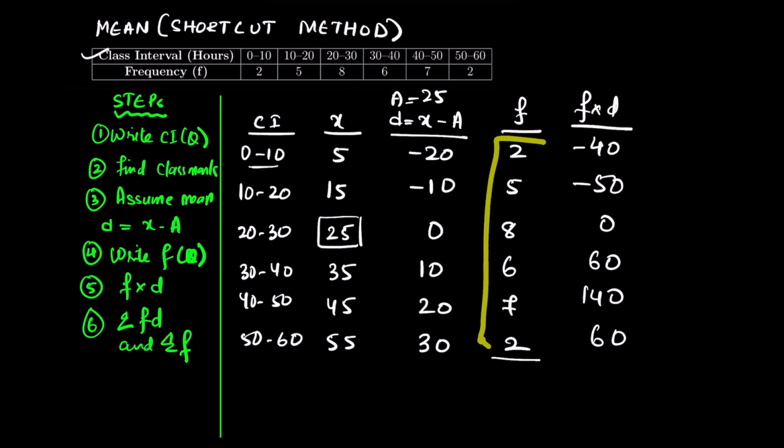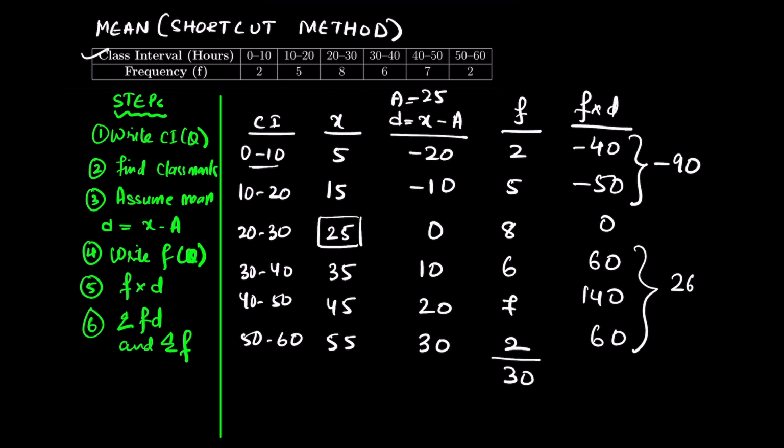So the sum of frequency will be 30. And to find the sum of fd, first let's find the negative part, that is minus 90. Then let's find the positive part, equal to 260. So the sum of fd will be 170. So the last step, use the formula and find the mean.